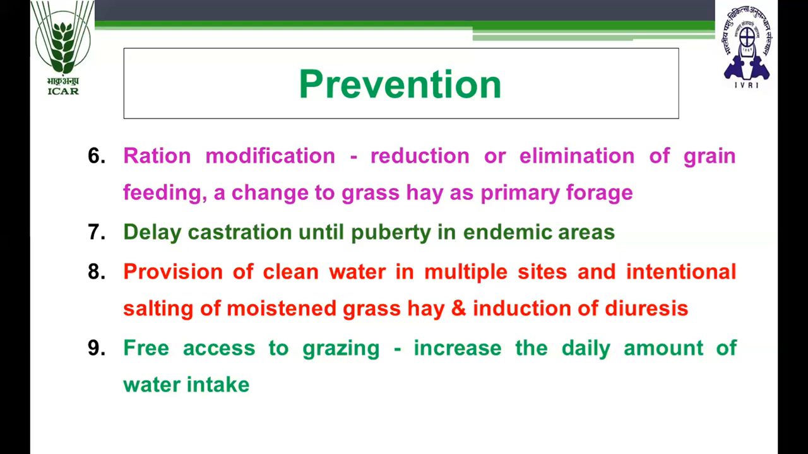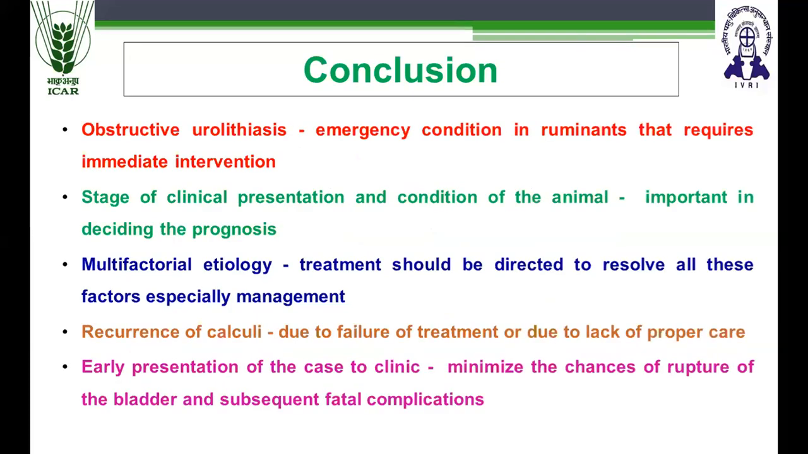To conclude my presentation, obstructive urolithiasis is an emergency condition in ruminants that requires immediate intervention, especially surgical intervention. Stage of clinical presentation and condition of the animal are important in deciding the prognosis. This particular condition has a multifactorial etiology. So treatment should be directed to resolve all these factors, especially these management factors.